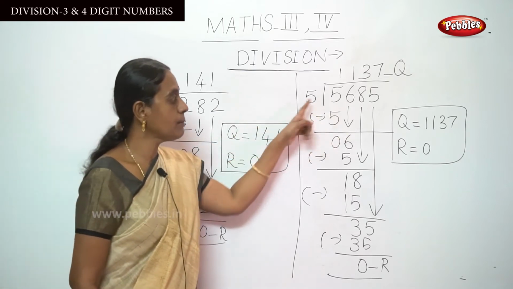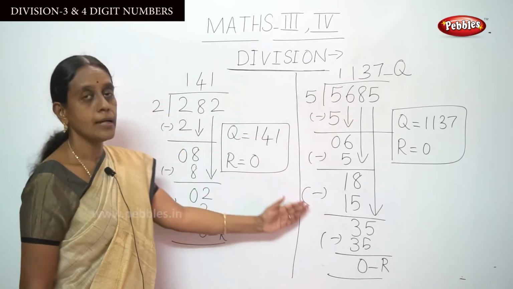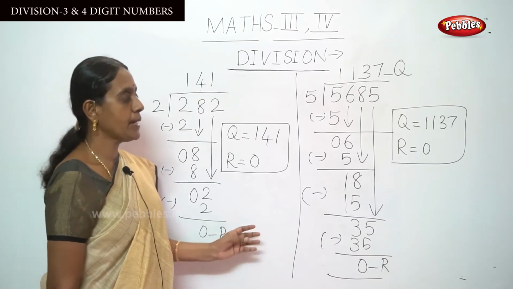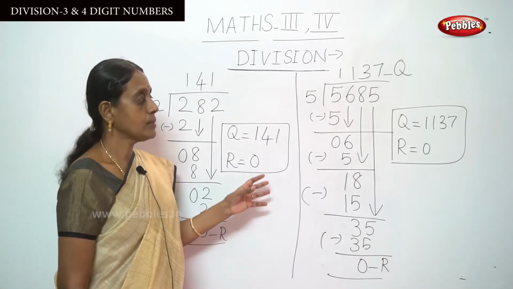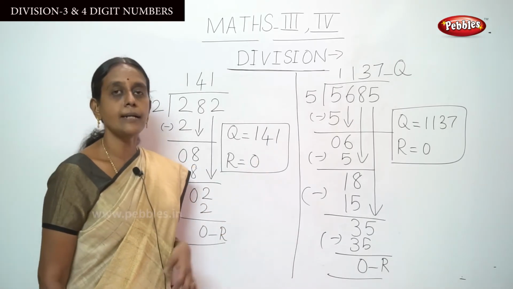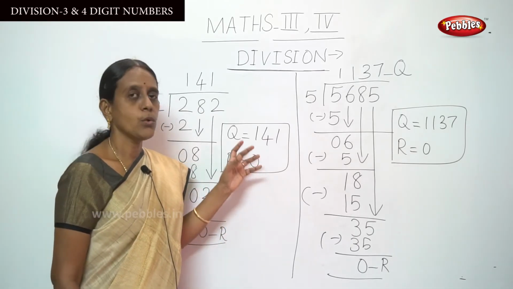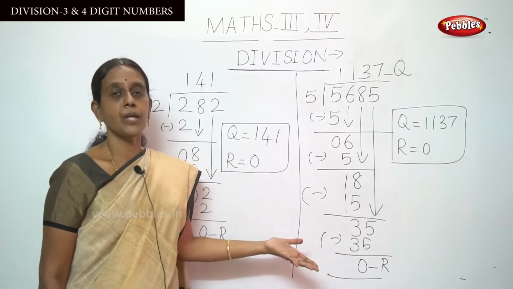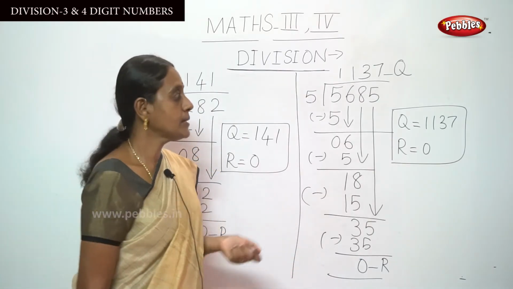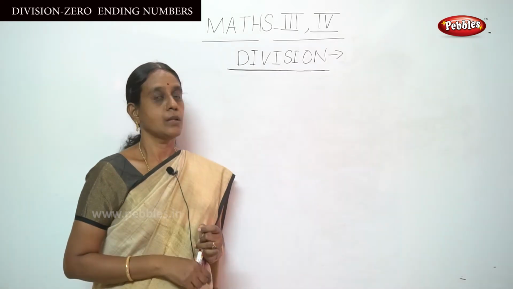So this is the way to divide a 3-digit number by a single digit number, and in the same way a 4-digit number by the divisor, you can find the quotient and remainder. Next we move on to the next pattern, how to divide 0-ending numbers, that is tens, hundreds and thousands. That's a simple way. Without doing this long division, you can find the quotient and remainder in an easy way by putting the decimal point. I will explain in the next video.